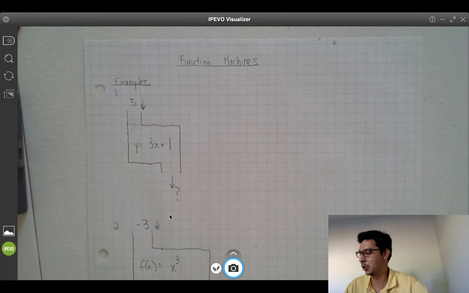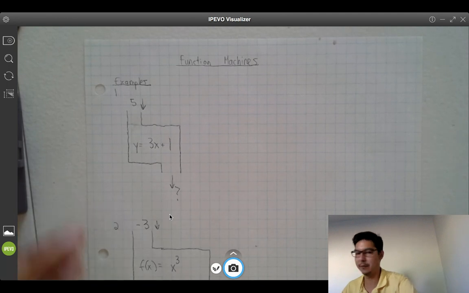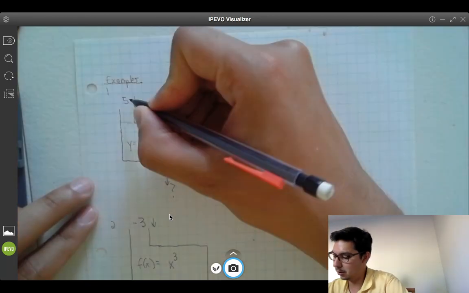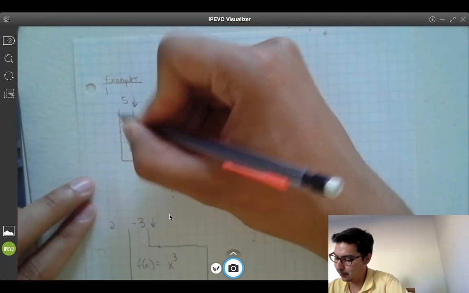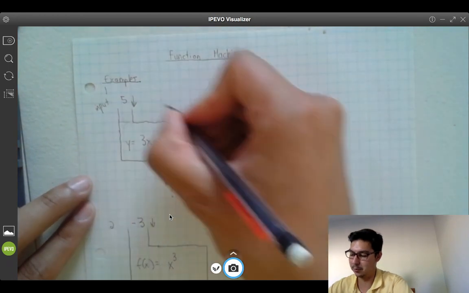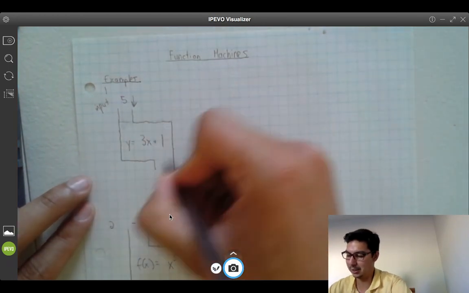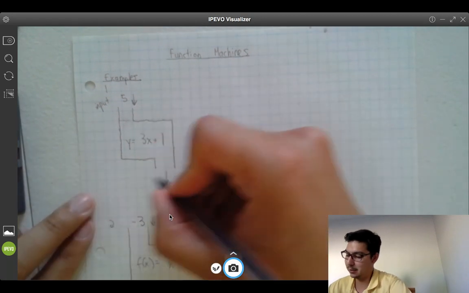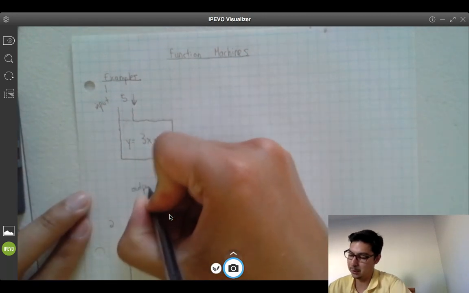So here's how to do function machines and what they're saying. I have 3 examples I'm going to work through here. Please pause the video as many times as you need to walk through it. Up at the top, this is called the input. We're inputting into this picture here, and then you have something coming out, which is the output.